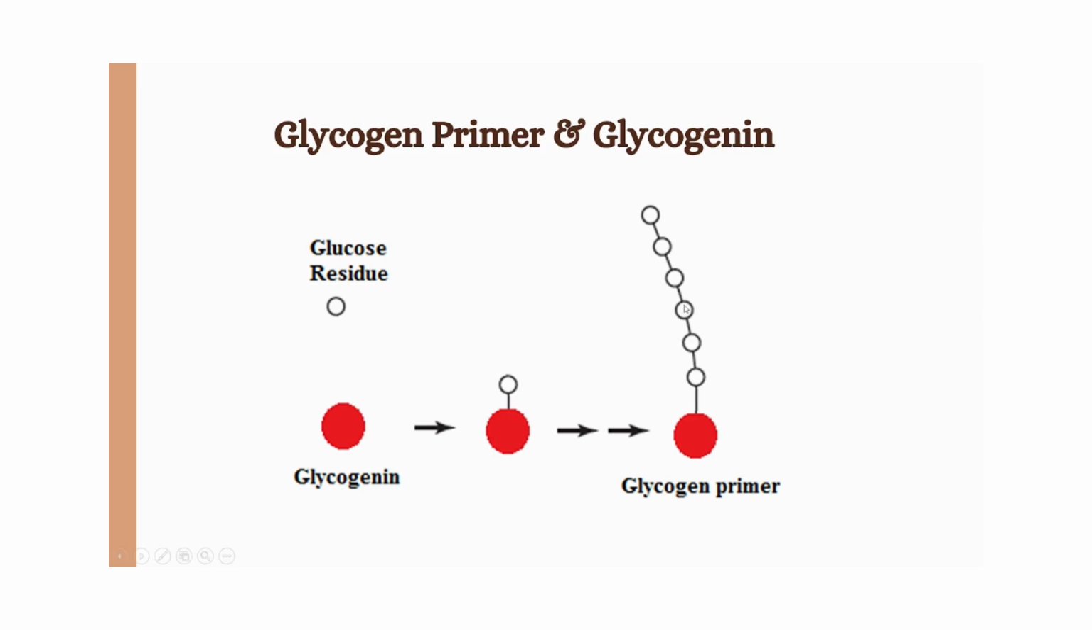And then up to 8 molecules of glucose will be added. Now this structure that is formed of glycogenin plus 8 molecules of glucose is called a glycogen primer. On top of this, glycogen synthase now can add the further glucose molecules.